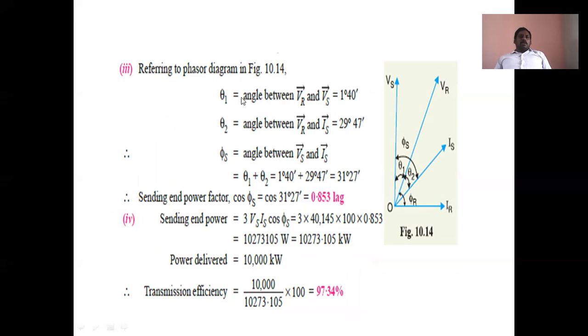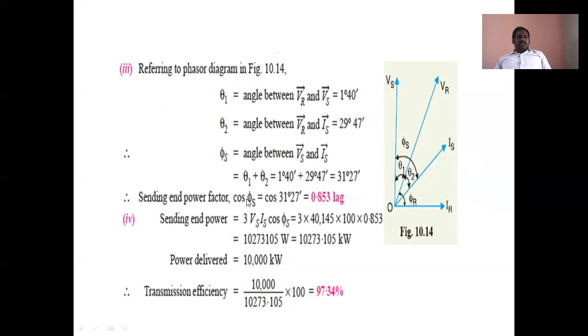VSL. So then theta 1. Theta 1 is the angle between VS and VR. So that's why it is 1 degree 40 minutes. Theta 2 is the angle between VR and IS. After that, phi s is nothing but the sending end power factor angle, which is between Vs and Is, that is theta 1 plus theta 2.